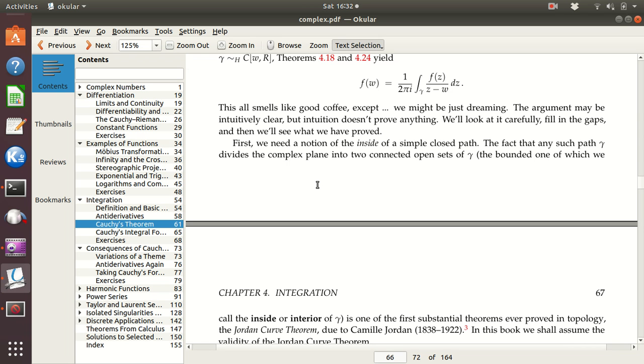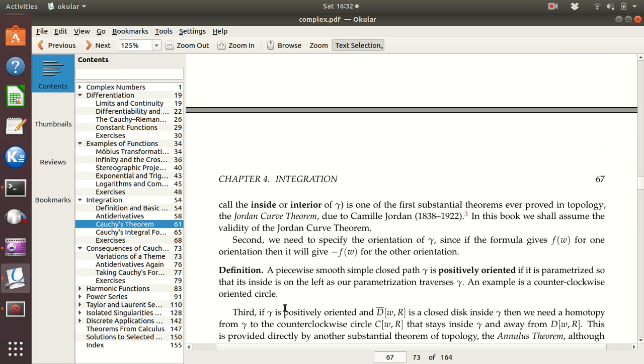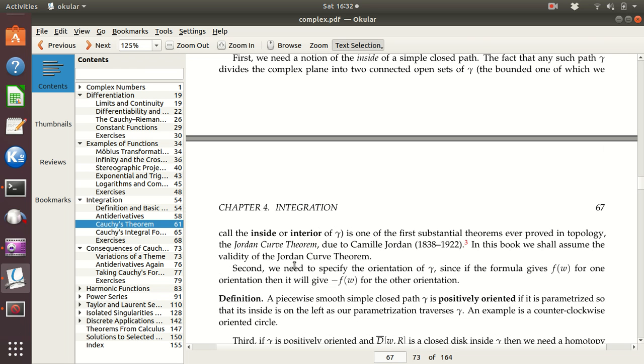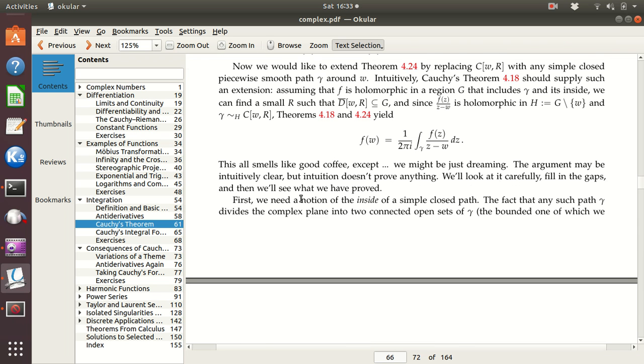And what we'll say is it needs to be positively oriented. So inside or interior, and here they talk about a piecewise. Oh gosh, I didn't go back to that. Okay, try that again. Sorry.